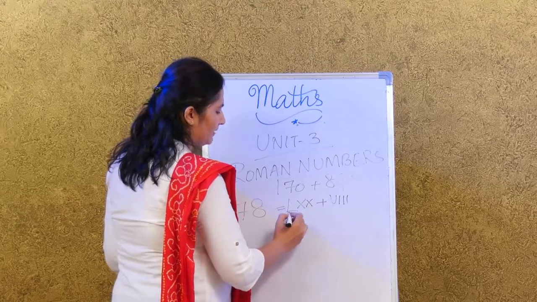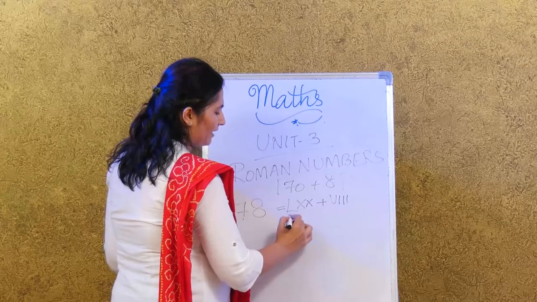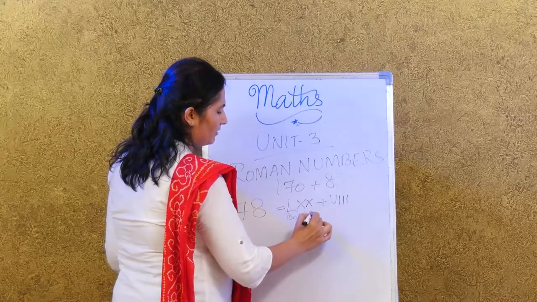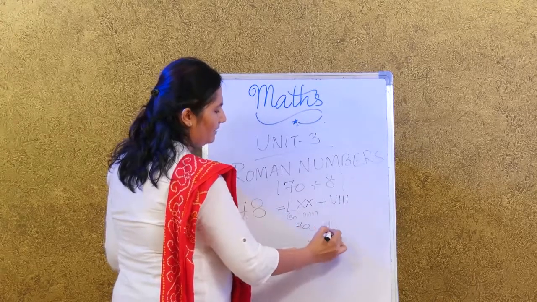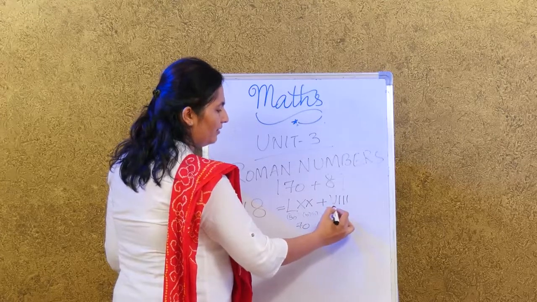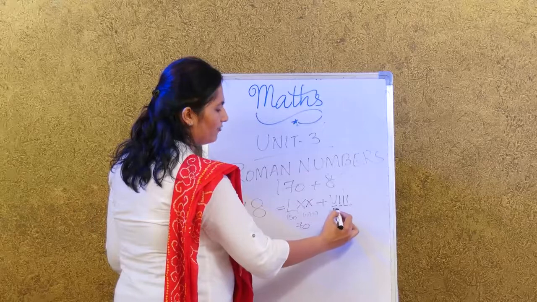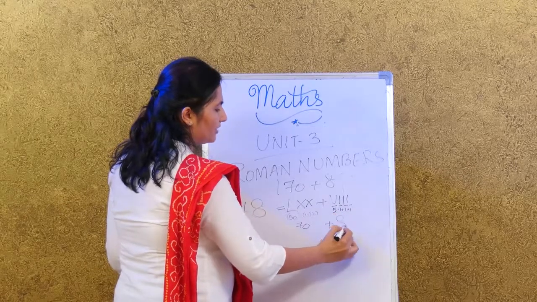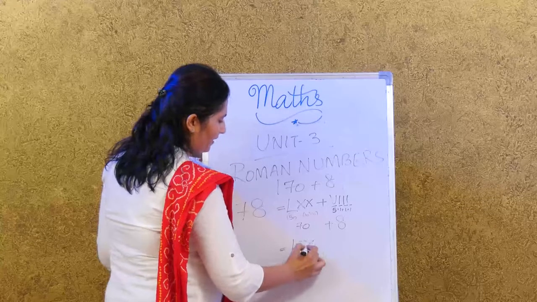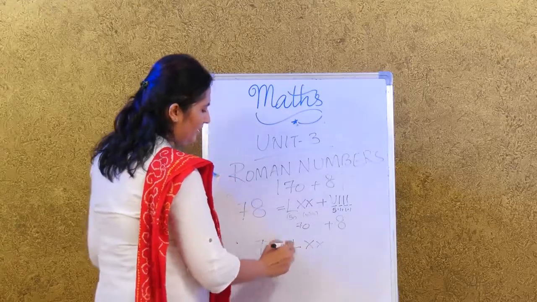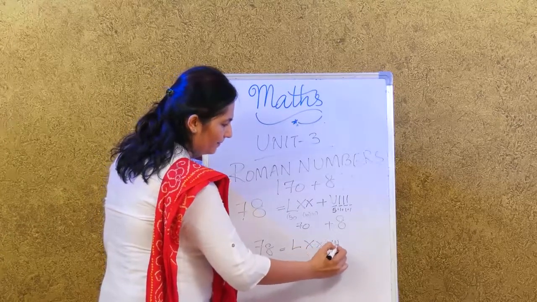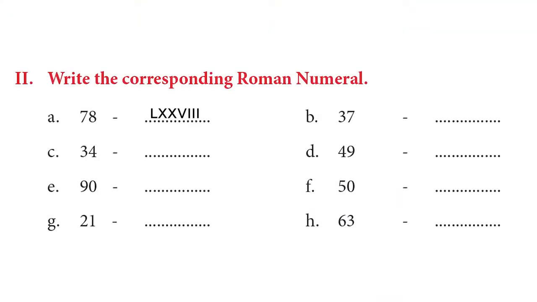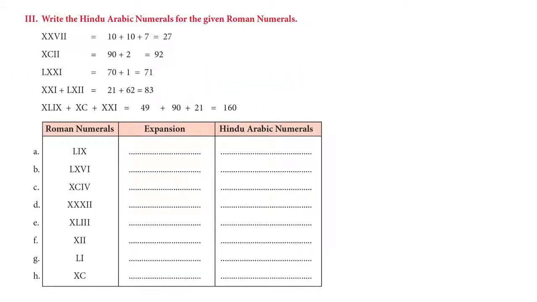So 70 in the table, L has the value of 50, this has the value of 10, this has the value of 10. So this is 70 plus, on the table you will again see 5 plus 1 plus 1 plus 1. This has the value of 5, 1 and 1, 3. So this is 8. So 70 plus 8, it is represented like this. 78 is represented, right. It's a little long, but that's the way the Roman letters are. Okay, moving on. Write the Hindu Arabic numerals for the given Roman numeral. Let's see if we've understood.